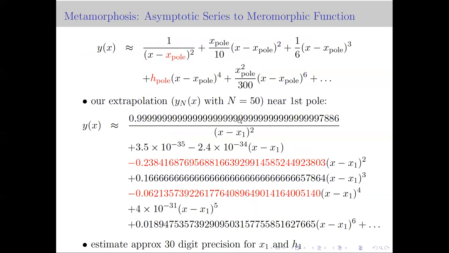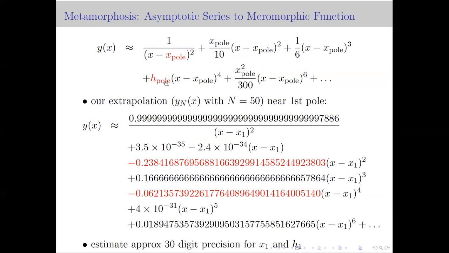So this should be 1. It's 1 to 30-something digits. The next term should be 0. Well, it's 0 to 35 digits. The next term should be 0. It's also 0 to 30-something digits. The next coefficient should be the location of the pole divided by 10. And it is. The location of the pole is minus 2.38, blah, blah, blah. The next coefficient should be 1/6, which it is to 30-something digits.